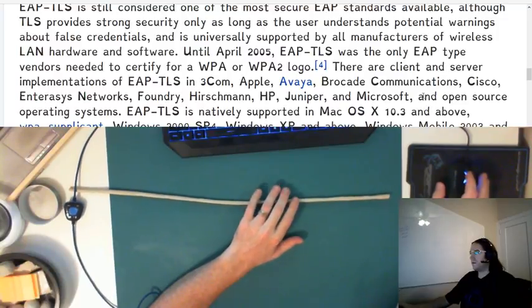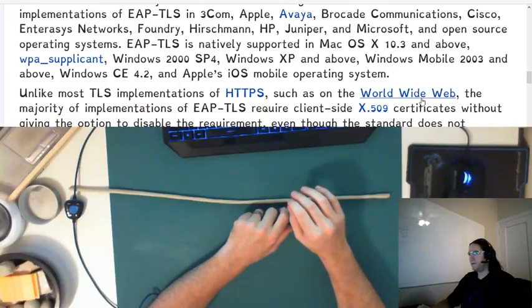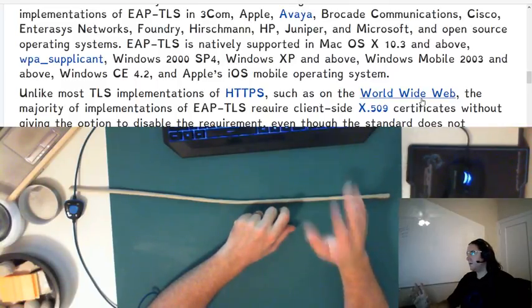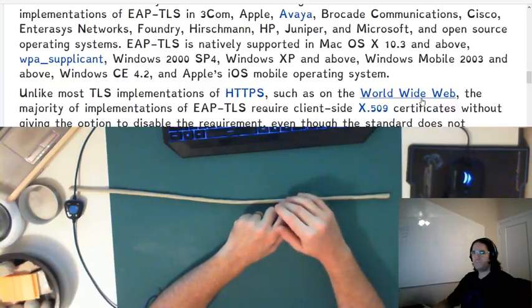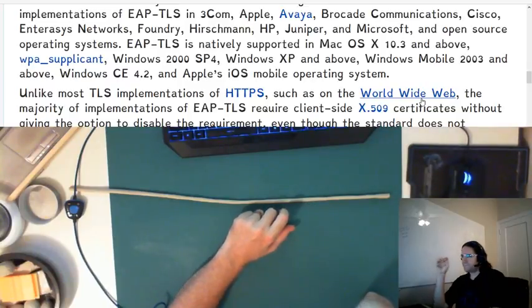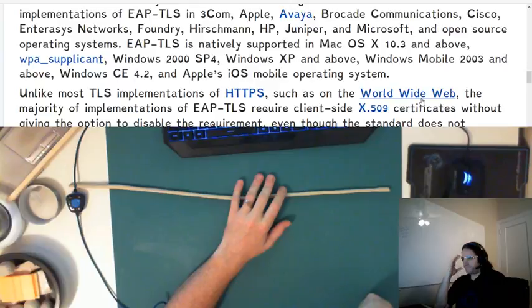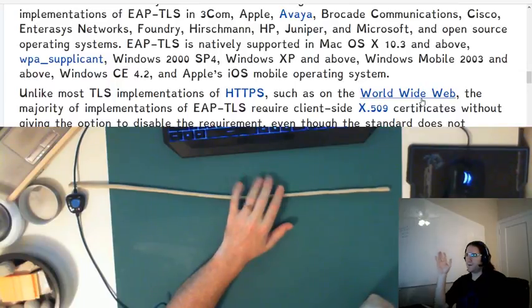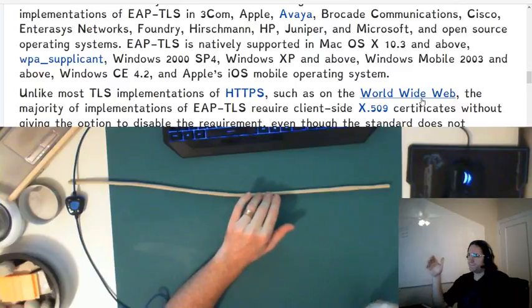There are client and server implementations of EAP-TLS in Microsoft and open source operating systems. Okay. EAP-TLS is natively supported in Mac OS X 10 and above, and wpa_supplicant 2.